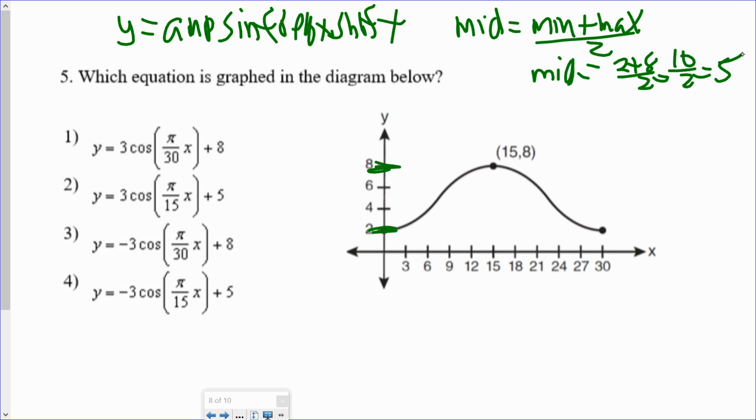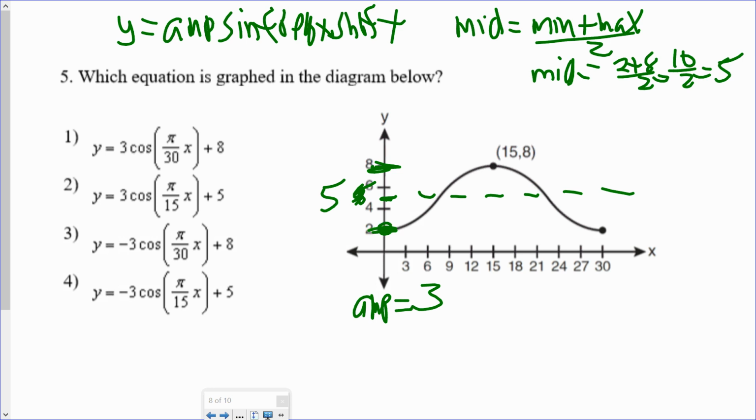And I get 5. And I want you to draw in the midline again so you can more clearly see what's going on. So, amp sine freq x shift. Amp is the distance from the midline to the max or the midline to the min. From 5 to 8 is 3. Is this a sine or a cosine, positive or negative?